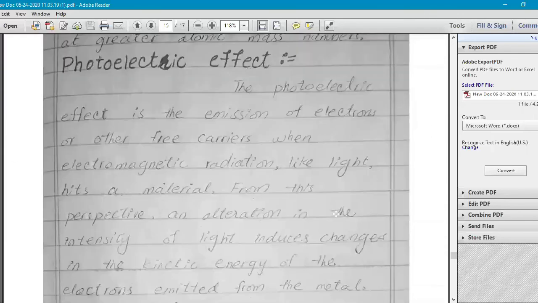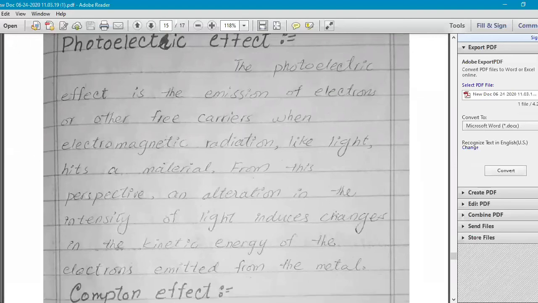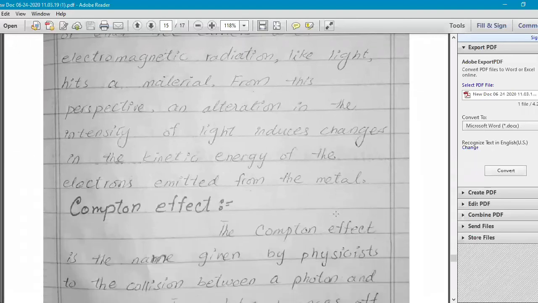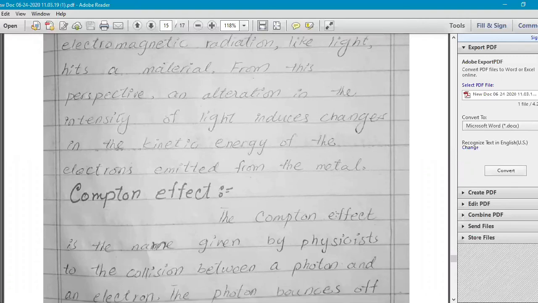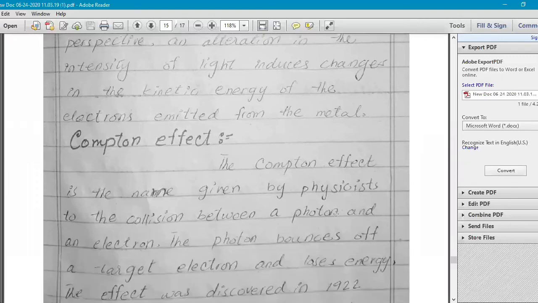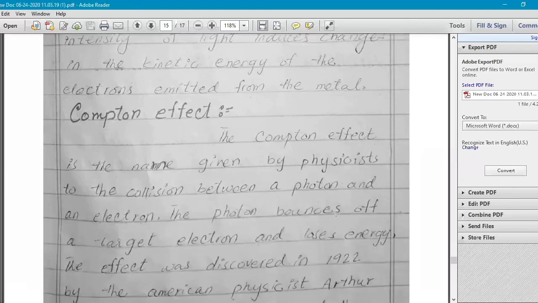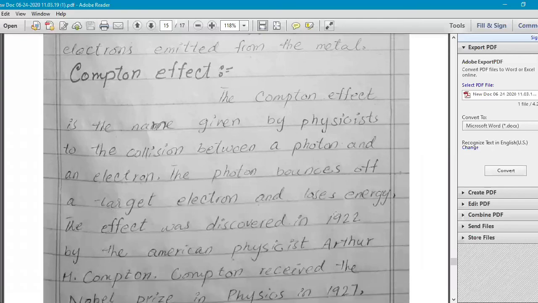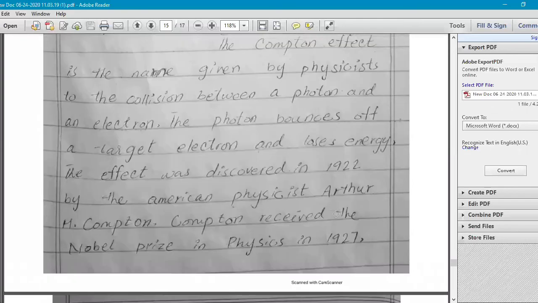The photoelectric effect is basically the emission of electrons or other free carriers when electromagnetic radiation like light hits a material. From this perspective, an alteration in the intensity of light induces changes in the kinetic energy of the electrons emitted from the metal.